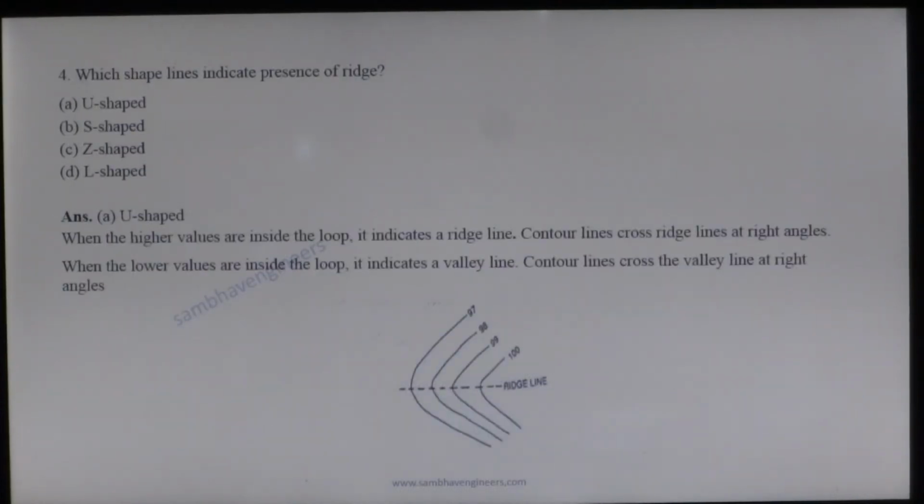Next question. Which shape of line indicates presence of ridge? From the contour line diagram, we can see the higher values are inside the loop. It indicates a ridge line. Contour lines cross ridge lines at right angles. The shape of the contour line of a ridge resembles the English alphabet U.